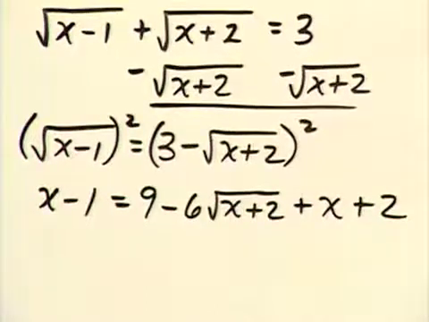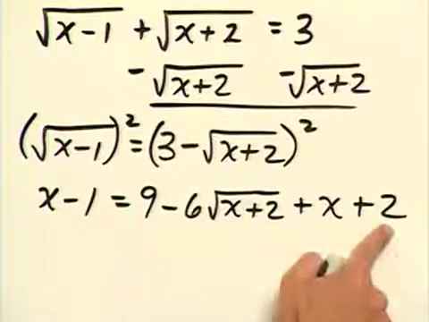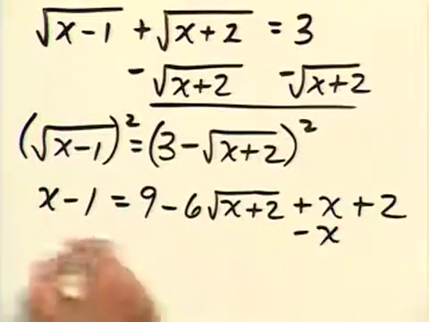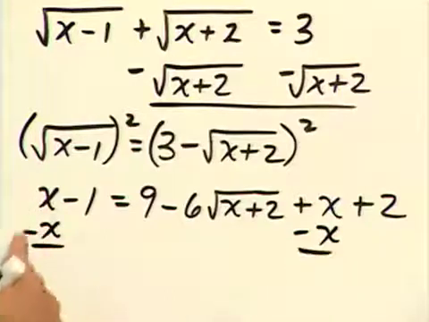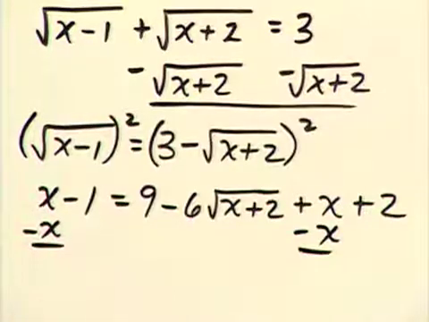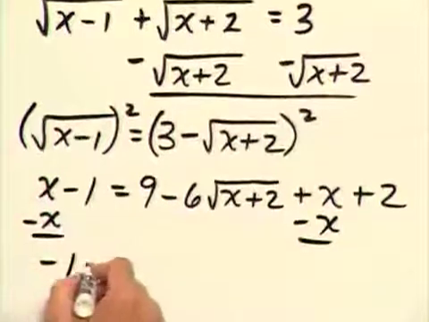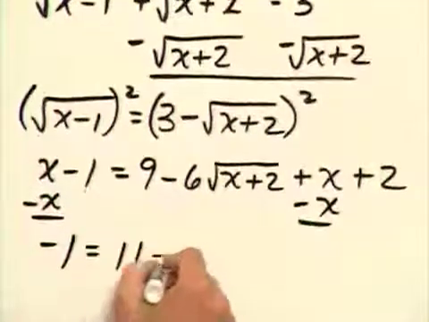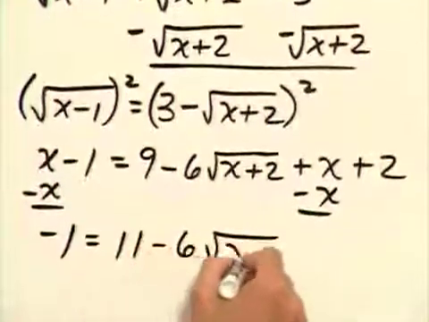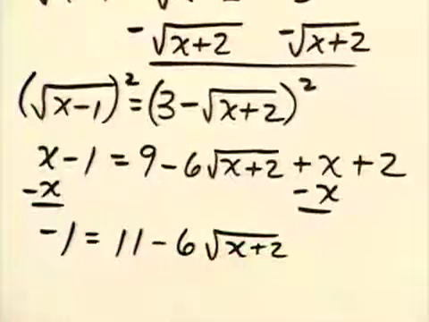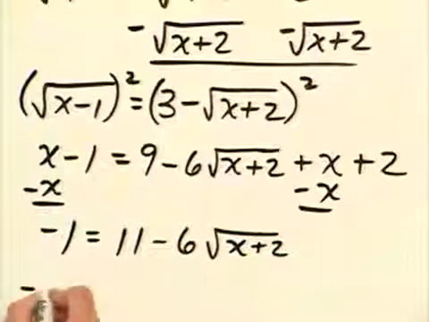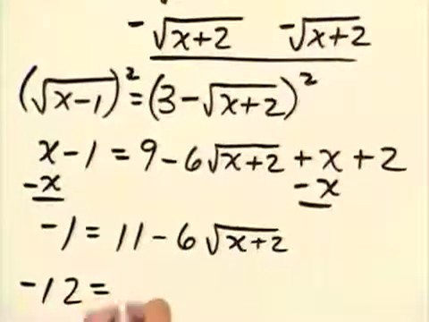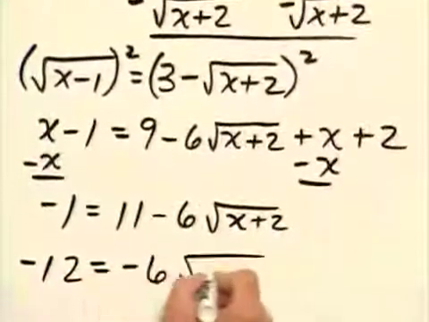So I'm going to combine my like terms on the right side here, and I'll also subtract x from both sides. When I subtract x from both sides, on the left here I have those x's canceling each other out. So I have negative 1 is equal to 11 minus 6 square roots of x plus 2. I don't have my radical isolated yet, so I'll subtract 11 from both sides and get negative 12 is equal to negative 6 times the square root of x plus 2.